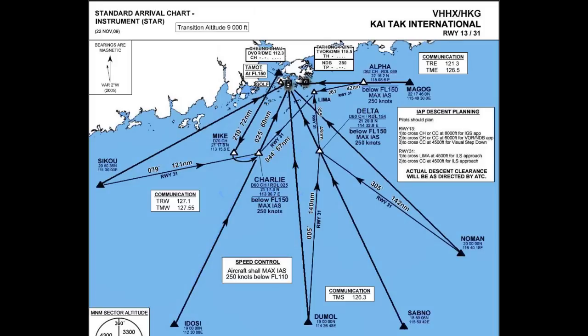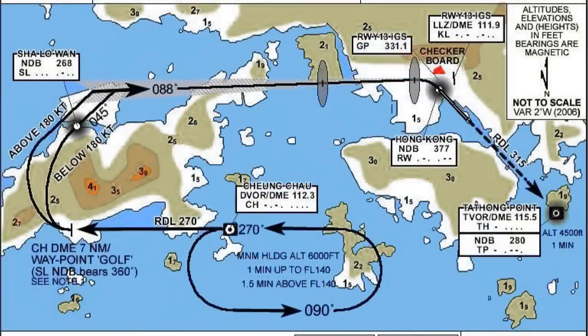The second way to do this approach is not really a proper way to do it, but it will work every time. What we would do is create our own IAF, our own initial approach fix. Speaking from experience, missed approach holding points are not chosen randomly. They are positioned so that an airplane that has done a missed approach and is holding there can easily get back to the beginning of the approach. So the missed approach holding point is a good way to start your approach. Because we don't have an IAF for Kai Tak in Flight Simulator, we can use the Kai Tak IGS 13 missed approach point, which is the Tathong VOR, as our initial approach fix.